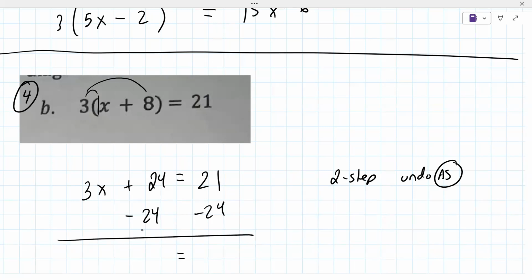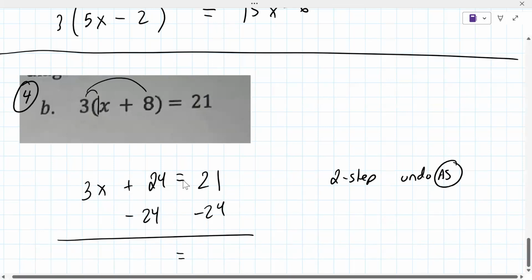All right, so what does the left side become? 0. Nope. Look at what's on the left side. There's the previous line. You can't just disregard what was there. You have to bring everything down.